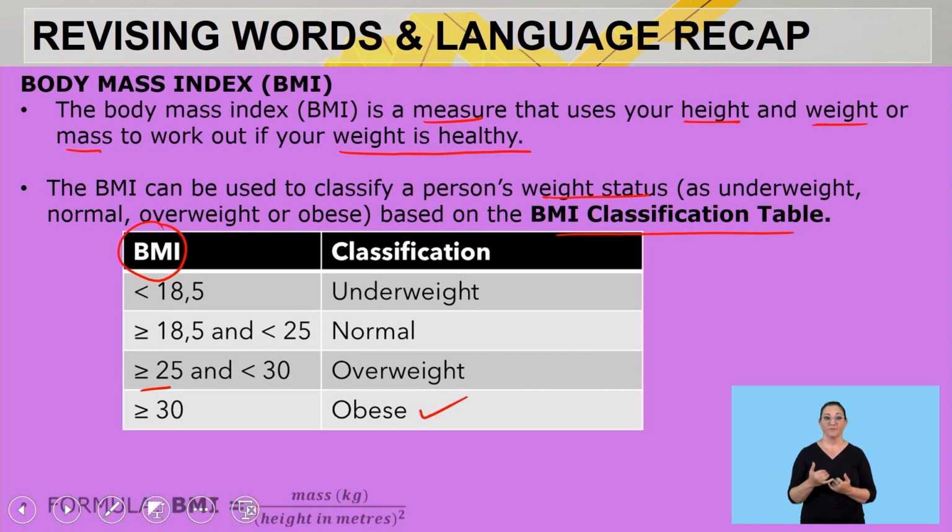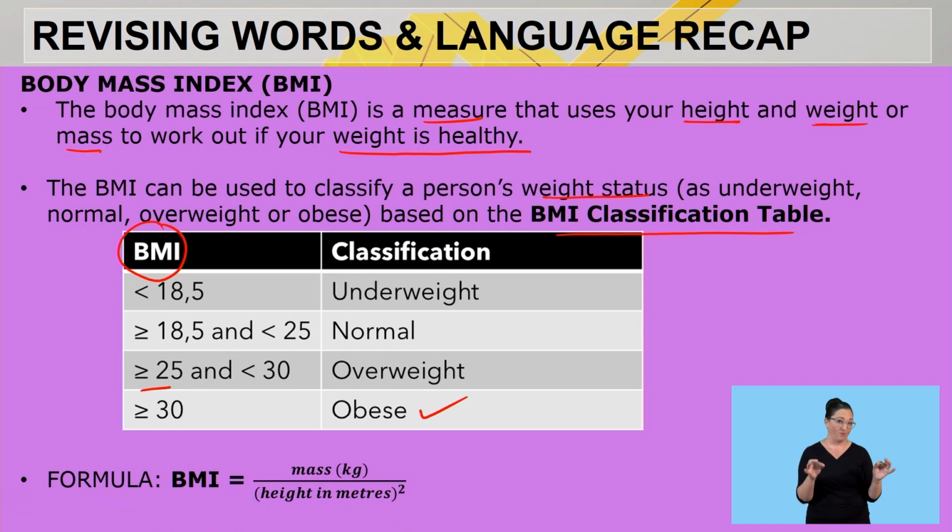We also indicated that in order for us to calculate body mass index, we take our mass in kilograms divided by our height in meters squared.